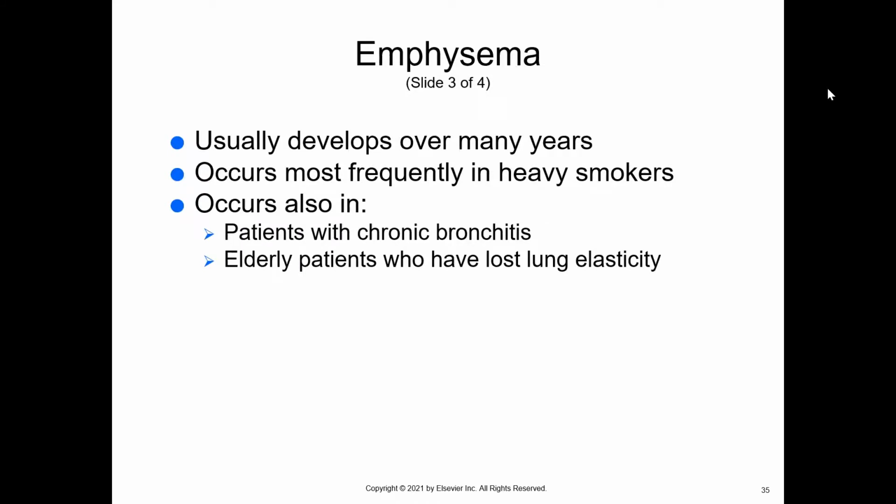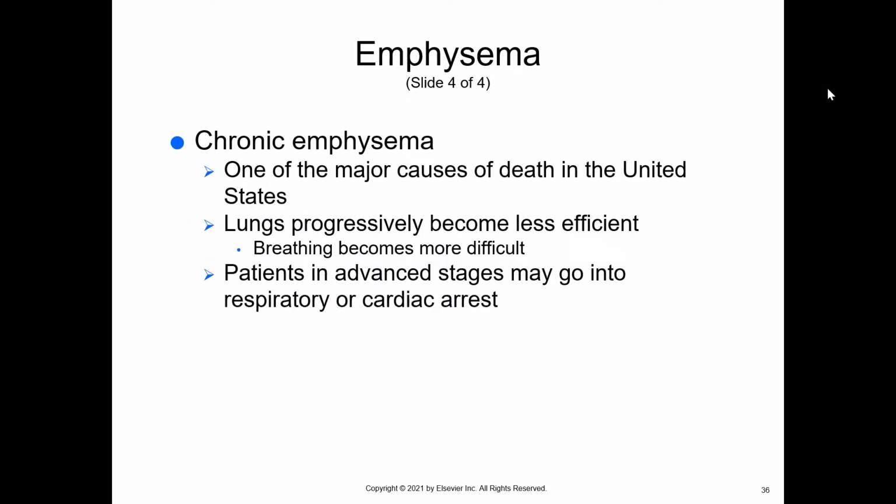Emphysema is not an acute condition. It's a chronic condition occurring over many years, and it's very frequently associated with heavy smokers. It also occurs in patients with things like chronic bronchitis, lung infections, or elderly patients who have lost lung elasticity. Chronic emphysema is one of the major causes of death in the United States. The lungs progressively become less efficient, breathing becomes more difficult. Patients in advanced stages may go into respiratory or cardiac arrest.